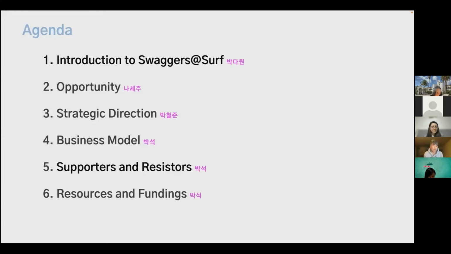Our journey today is like this agenda. I will show 6 steps to explain Swagger's SERP and its business model. At first step, I will introduce Swagger's SERP. And from second step to fifth step, I will explain the opportunity and strategic direction, business model, and supporters and resistors of our business model. And finally, I will tell you about resources and fundings related to this corporate venture. Okay, let's get started.